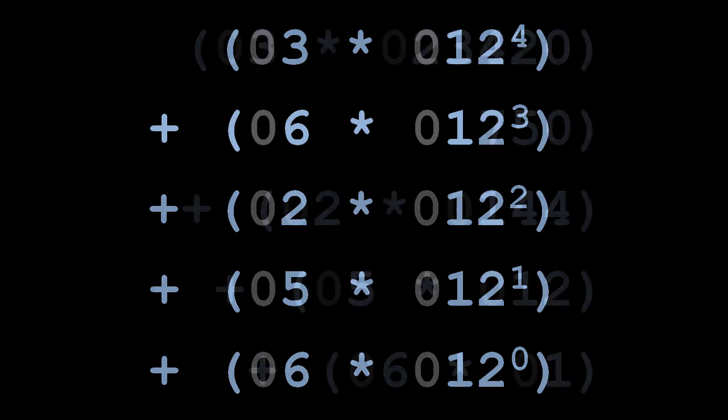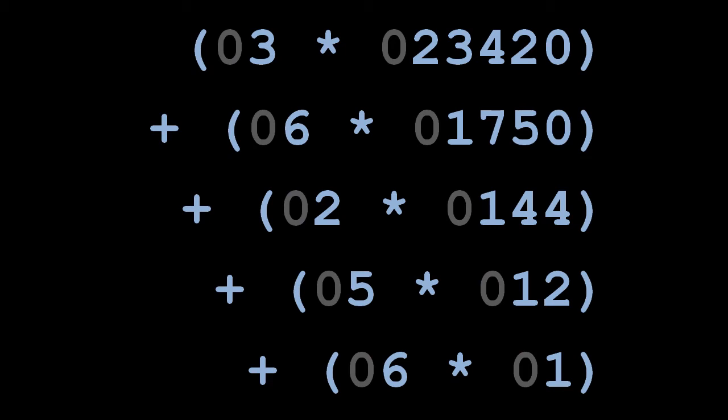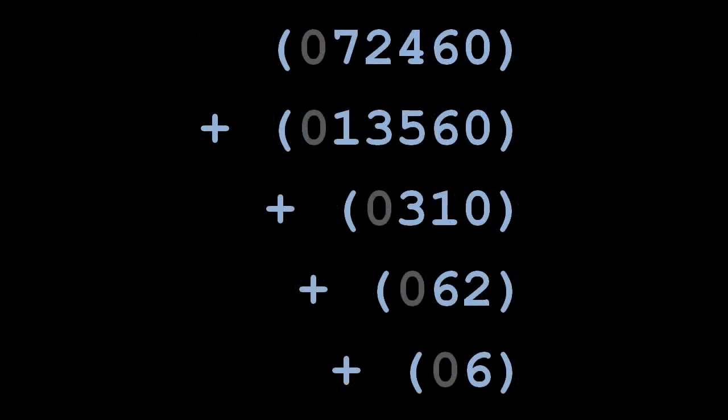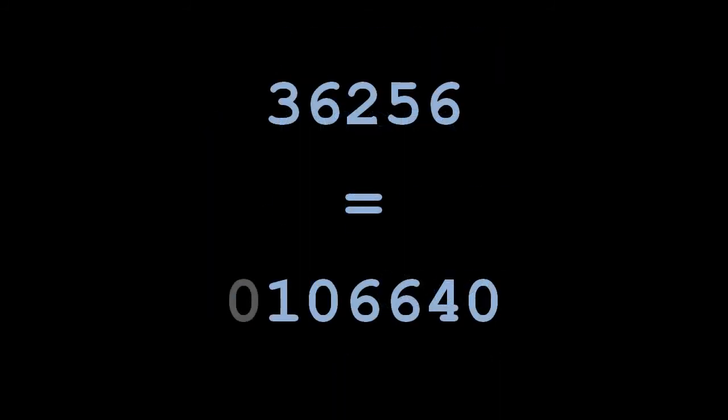So just take my word for it that this is what you get when you expand the powers. This is what you get when you do the multiplication, and when you sum it all together, you get octal 106640. That is what is equivalent to decimal 36,256. Again, this technique works for all conversions. The only trouble is that when you do a conversion to some number base other than decimal, the arithmetic tends to be tricky because you're not used to doing arithmetic in that number base.